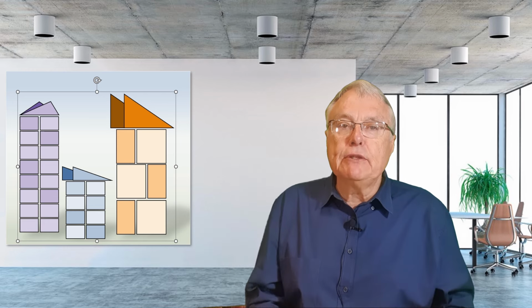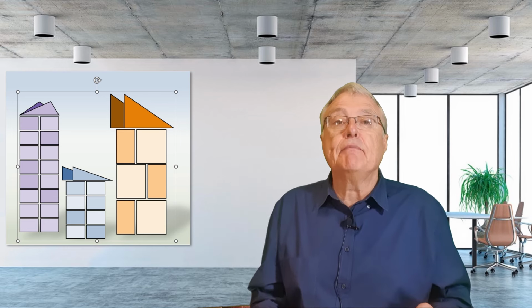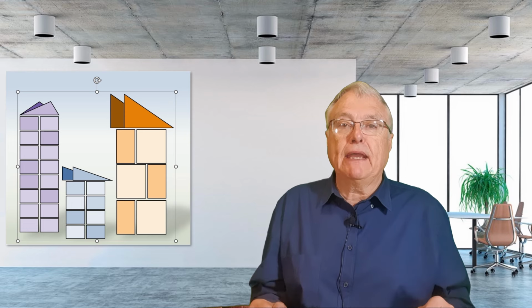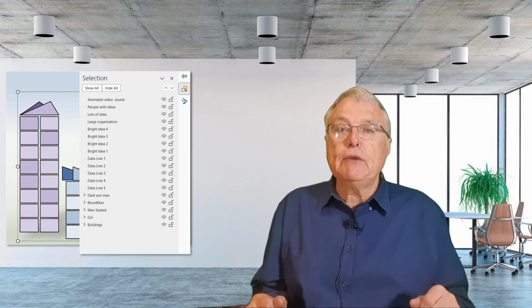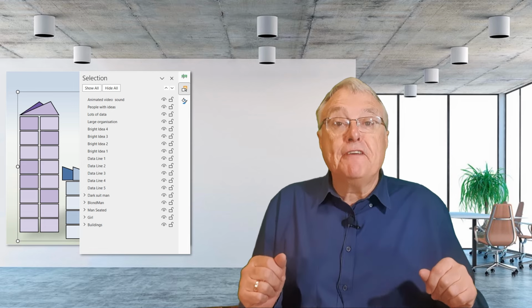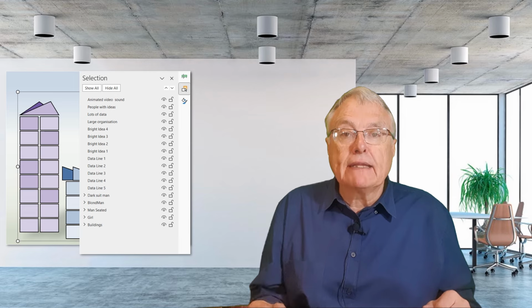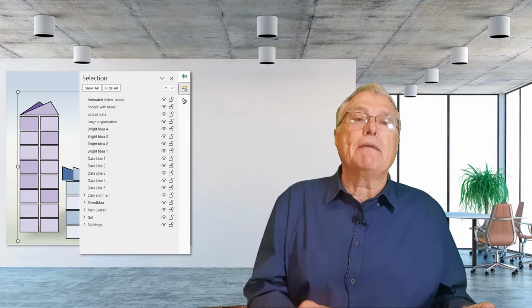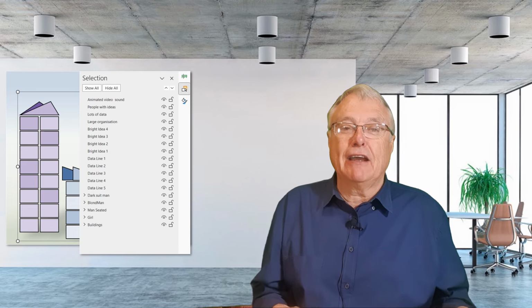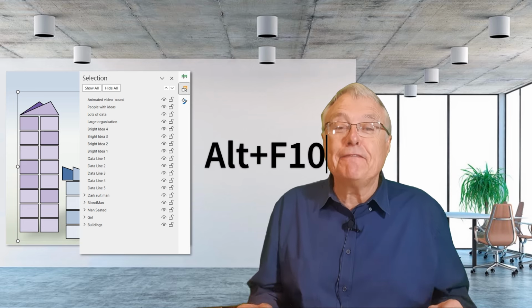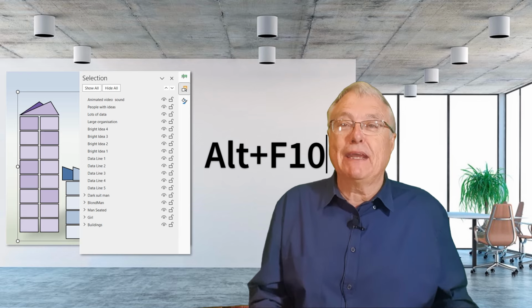Whenever you add something to a slide, give it a sensible name by opening the selection pane. Recognizable names are important when we start working with animations. It can become very confusing if there are multiple items labeled freeform shape and you don't know which shape is represented on your slide. Remember, Alt F10 opens the selection pane.